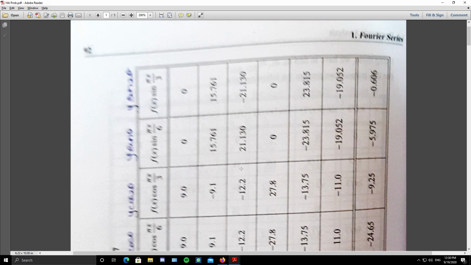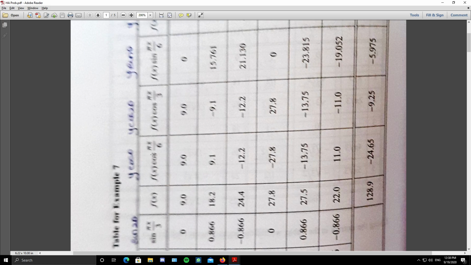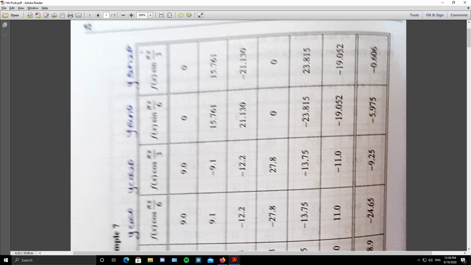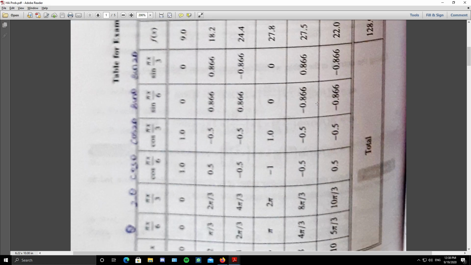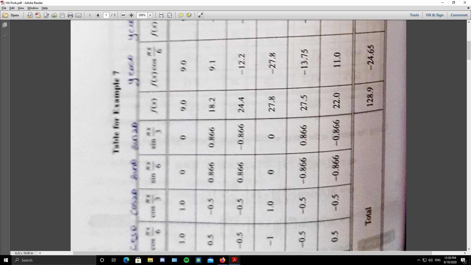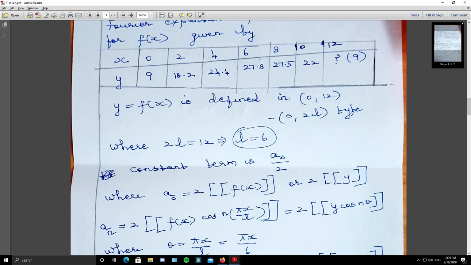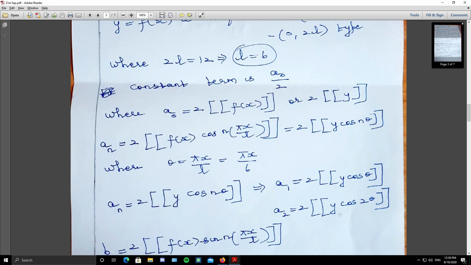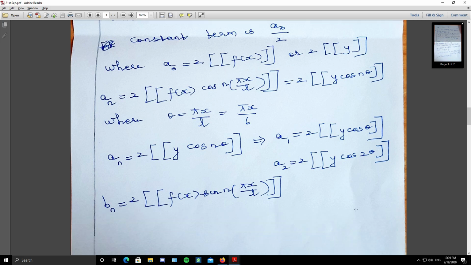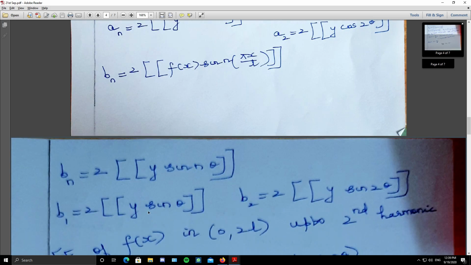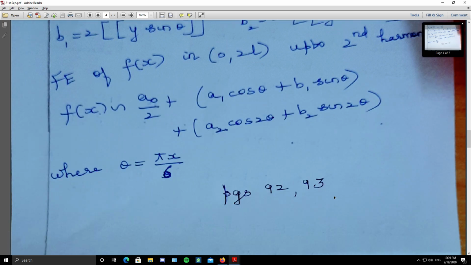So we have got y cos theta, y cos 2 theta, y sin theta, y sin 2 theta. After that, you find the sum of f of x, because you need a naught. A naught is 2 times the mean of f of x. Then what is a1? 2 times the mean of y cos theta. What is a2? 2 times the mean of y cos 2 theta. b1, 2 times the mean of y sin theta. b2, 2 times the mean of y sin 2 theta.